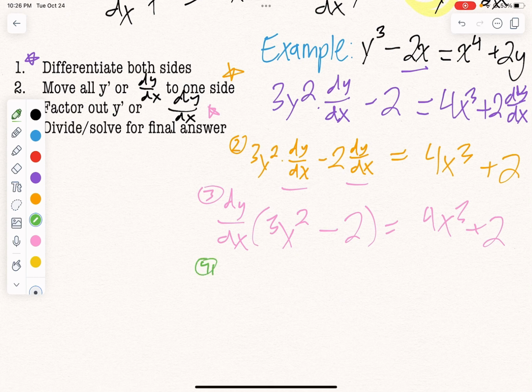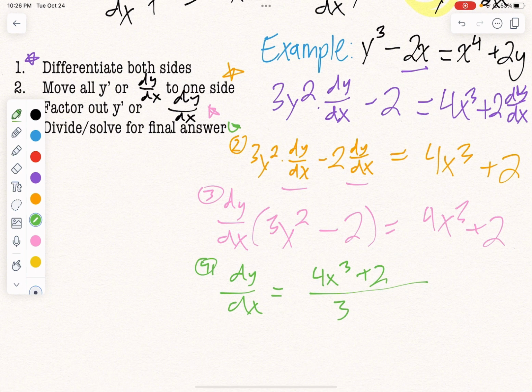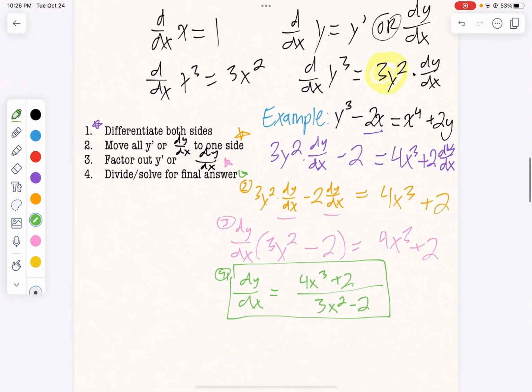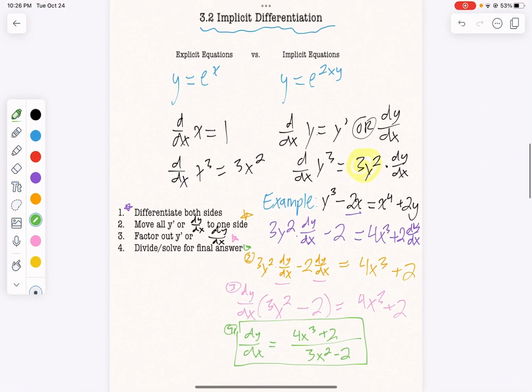Again, we divide it out. So it would be dy dx equals 4x to the third plus 2 all over 3y squared minus 2. And that would be your final answer here. You can use this to approximate the rate of change at a point for an implicit function. And yeah, that is all for implicit differentiation.